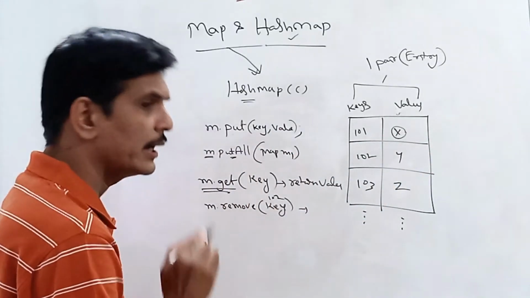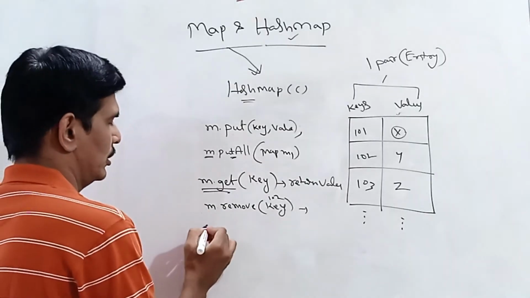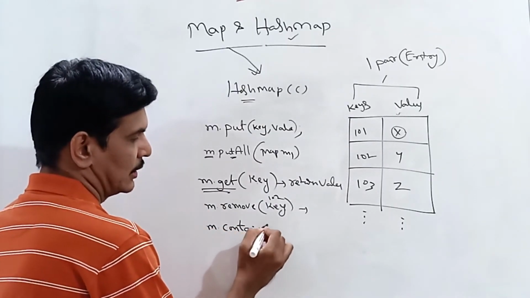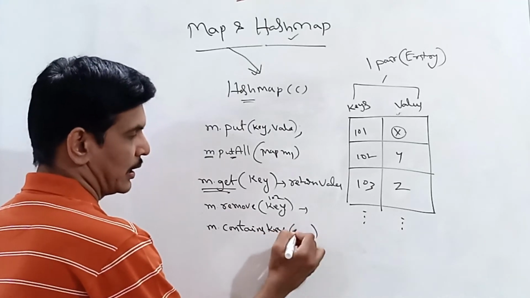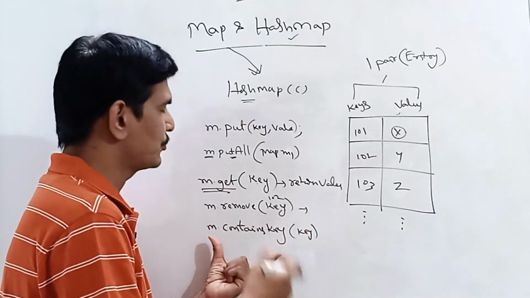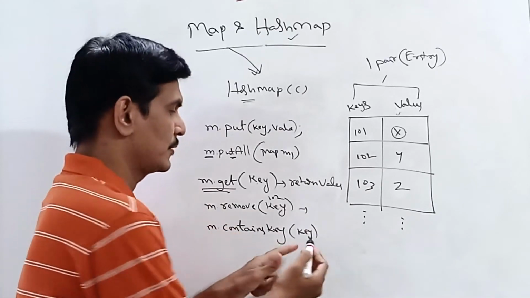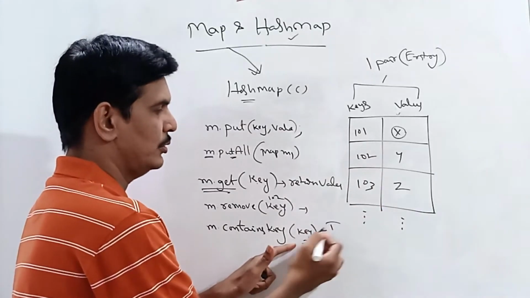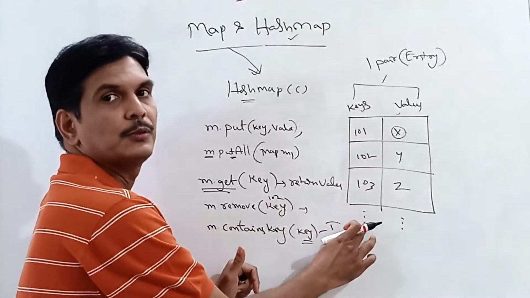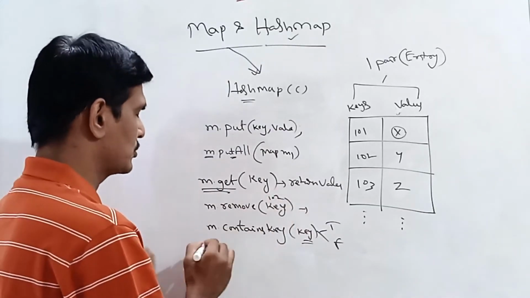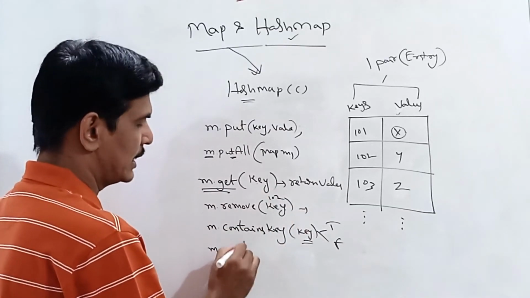Apart from this, we have one more method called m.containsKey, and here we have to pass a key. This method returns either true or false. If the key is available in the map or HashMap, it will return true. If the particular key is not available in the map, it will return false. So that is containsKey. Similarly, we also have one more method called containsValue.